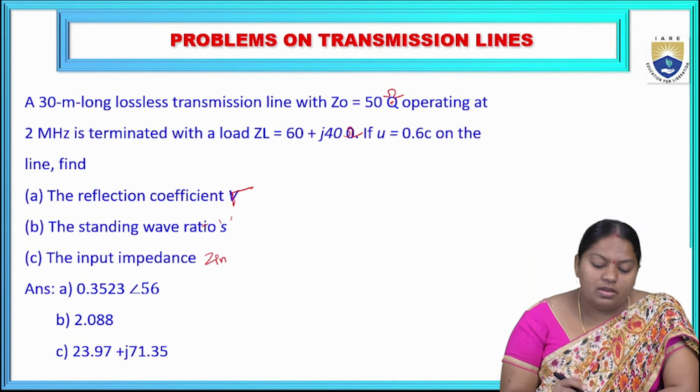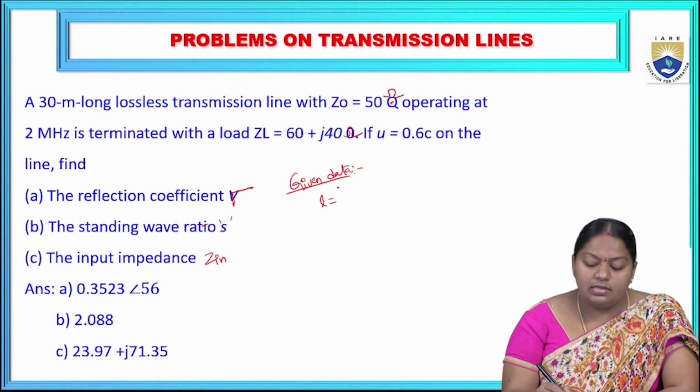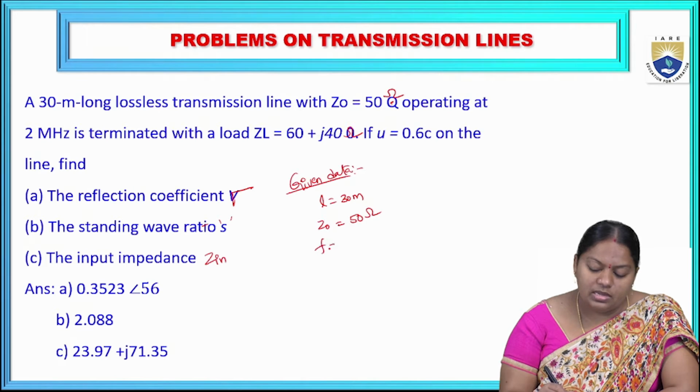Right? So from the given, first we'll be identifying what the given data is. The length of the transmission line, L, is given as 30 meters. The characteristic impedance Z0 is given, its value is 50 ohms. And the operating frequency, F, is given as 2 megahertz.